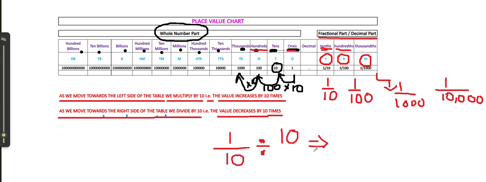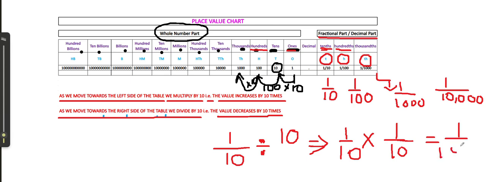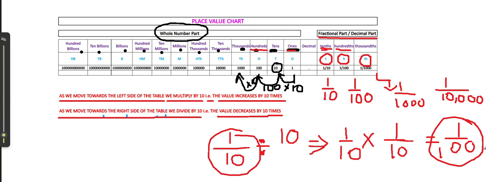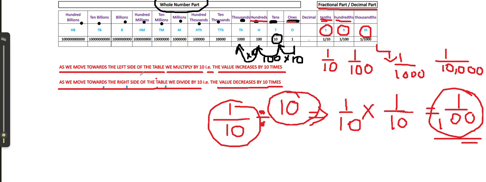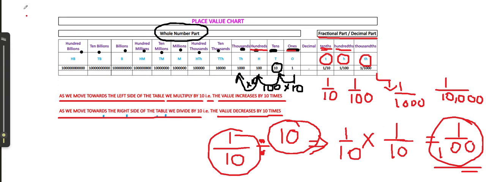How does it work? We have already worked on the multiplication of fractions and the division of fractions, and thereby it says 1 over 10. I'm going to change this division sign to a multiplication sign, and thereby it changes to 1 over 10 times 1 over 10, which gives me 1 over 100, which is the next place value. That is changing from tenths to the hundredths. You divide it by a 10. Okay, so that was about the place value.